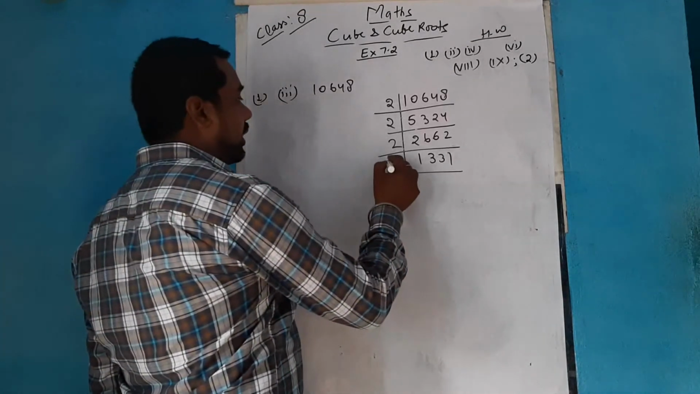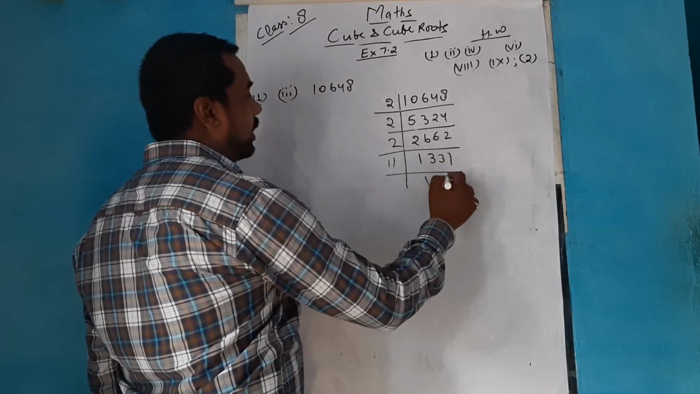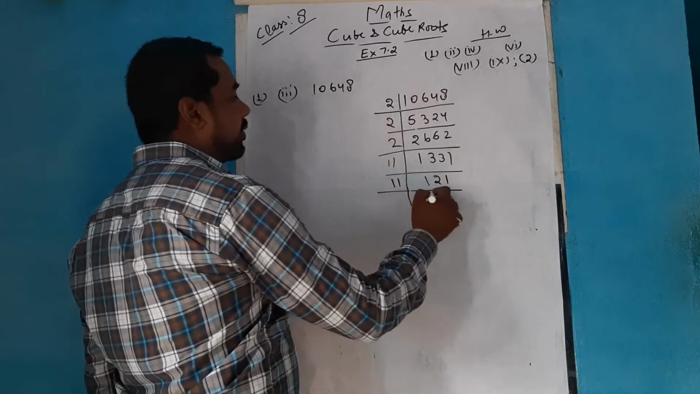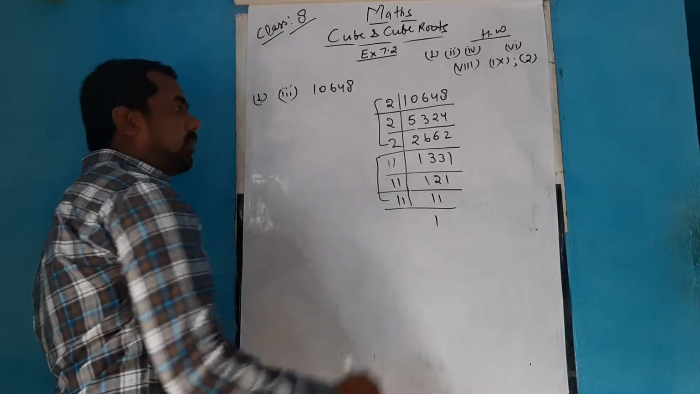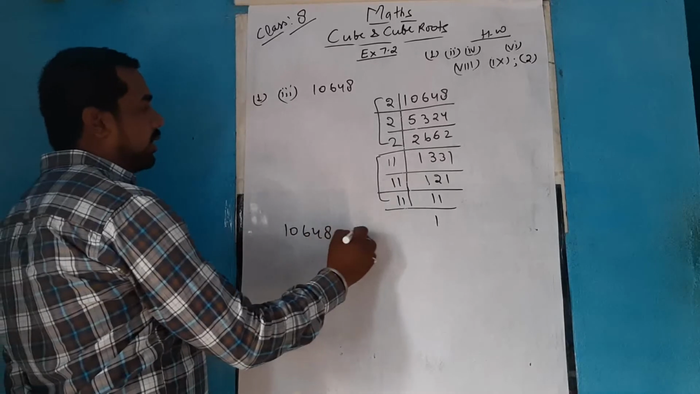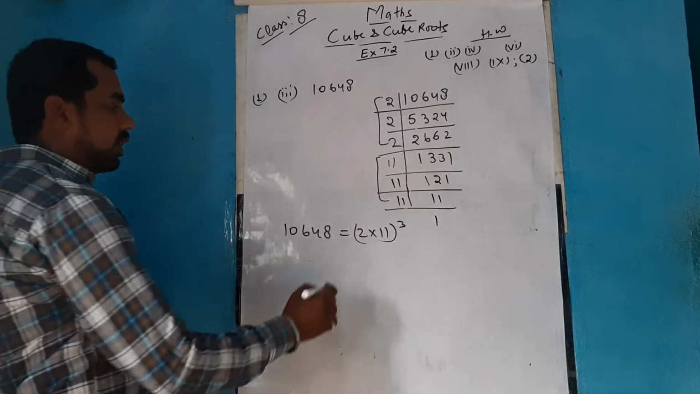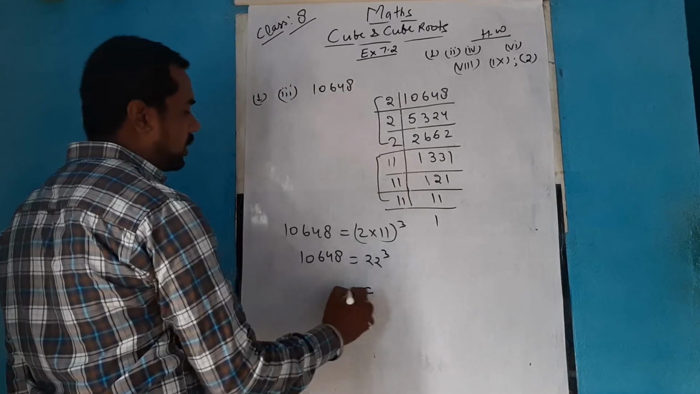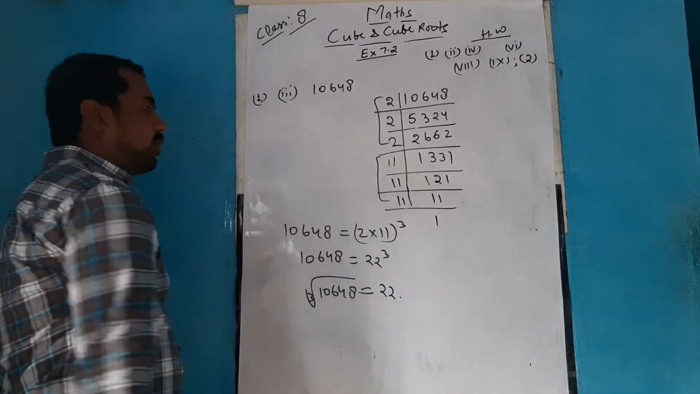Here when I start with 11, 11 ones are 11, 11 twos are 22, 11 ones are 11. So it was finally divisible by 11. Now continue further, 11 elevens, and then 11 ones. Here you will see that they are forming a group of 2 and 11. So 10648 will be written as 2 into 11 whole cube, as both were in groups of 3, which could also be written as 22 cube, and hence the cube root of 10648 is 22.